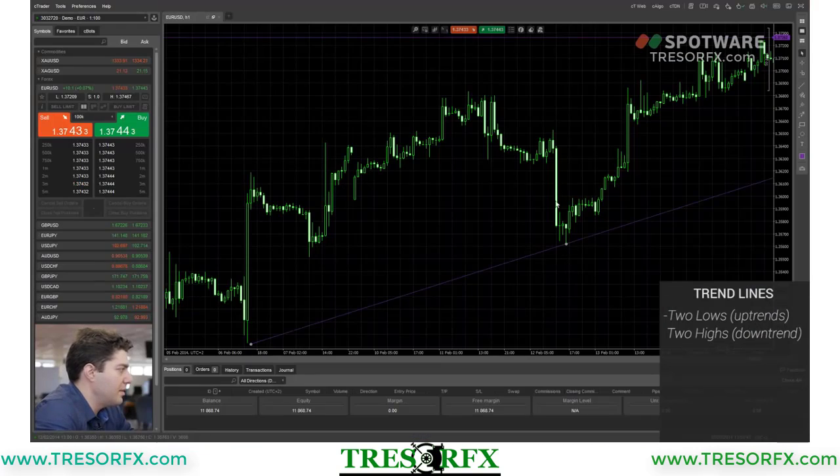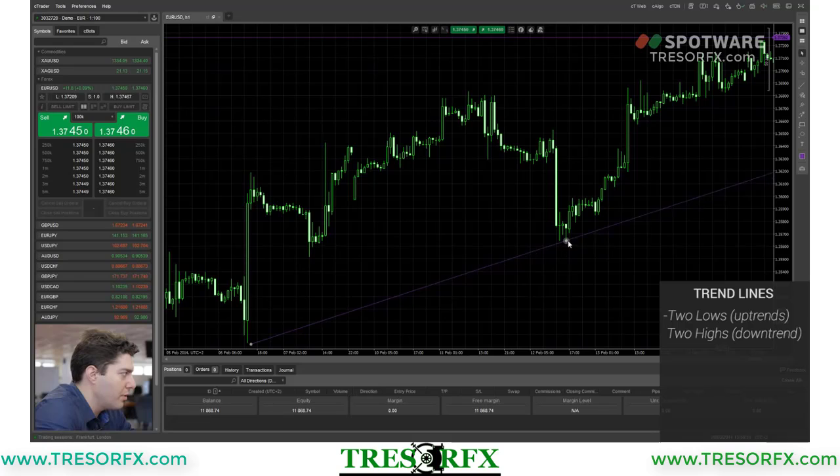CTrader features the snapping feature. What snapping does is it snaps the price to the open, high, close, or low of a candlestick. So if I go here, you see that the price is going to snap on the candlestick.